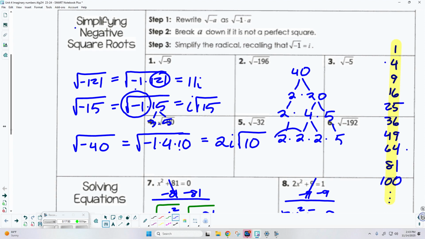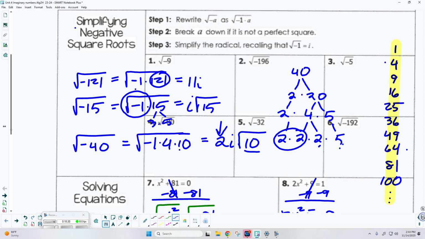I've got a pair of 2's that allows me to pull out a 2, but I've only got one 2 and one 5. I can't pull out anything else, so they have to multiply back together and stay inside. Don't get me wrong, we would prefer that you think about these perfect squares and simplify those, but if you're having a hard time, this can help you out. You will get better. Questions?